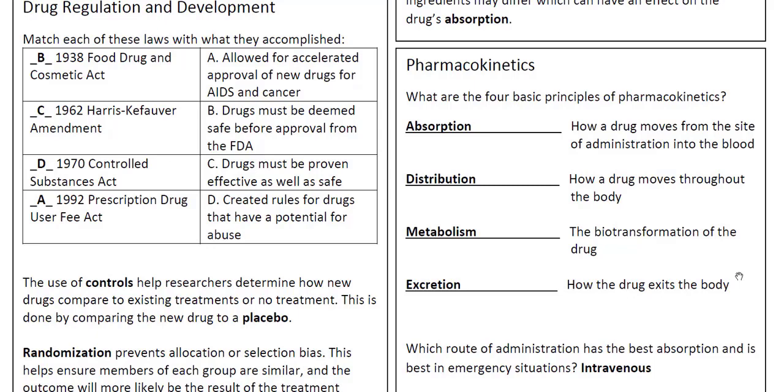Absorption is how a drug moves from the site of administration into the blood. Sites of administration could be orally or intravenously, or other administration modes, which we will talk about later. Distribution, then, is how the drug moves throughout the body, how it gets to its intended target. Metabolism is the biotransformation of the drug, or how it is changed. Excretion is how the drug exits the body.